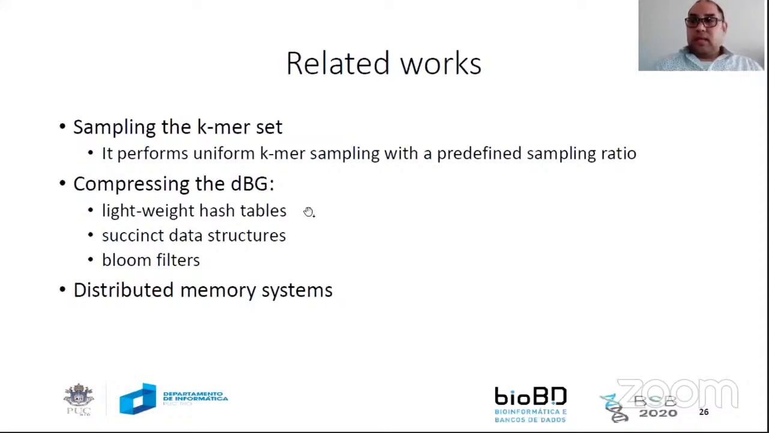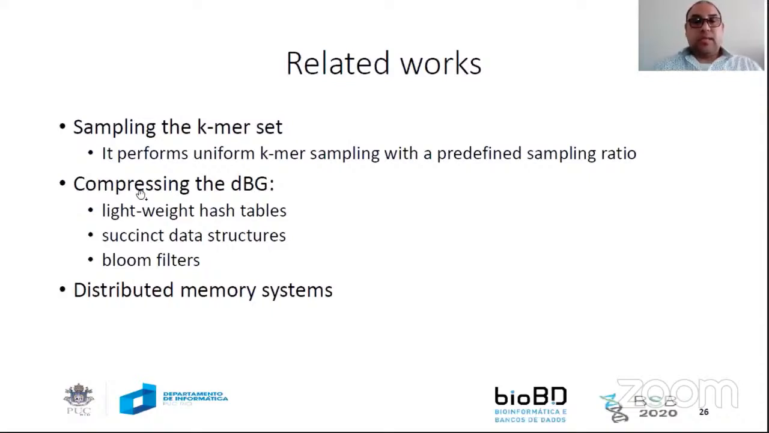What are the related works with respect to dealing with the de Bruijn graph size? First, some authors make a sampling of the K-mer set. That means it performs a uniform K-mer sampling with a predefined sampling ratio. The problem with that approach is that we can reduce the graph, but we obtain approximate results because we eliminate information in the K-mer set.